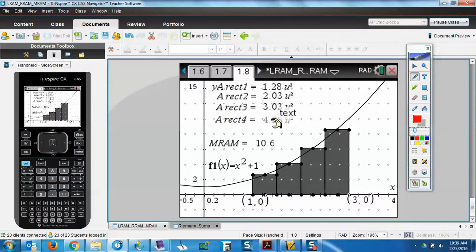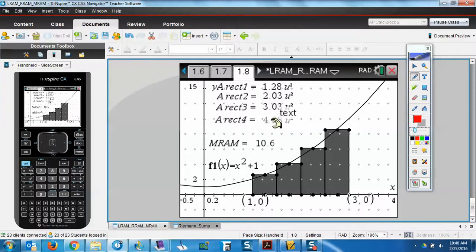MRAM stands for midpoint rectangle approximations. Notice how for each of these rectangles, the height is determined by the midpoint of the subinterval plugged into the function to give you the height. Make sense? Does that look better than the other two? That's better, isn't it? Because it's got a little bit over, a little bit under, so that's probably closer. That's true. And if you were just going to do 4, you might want to do midpoint. It'd be a better approximation. Those other approximations aren't going to be as good, right?